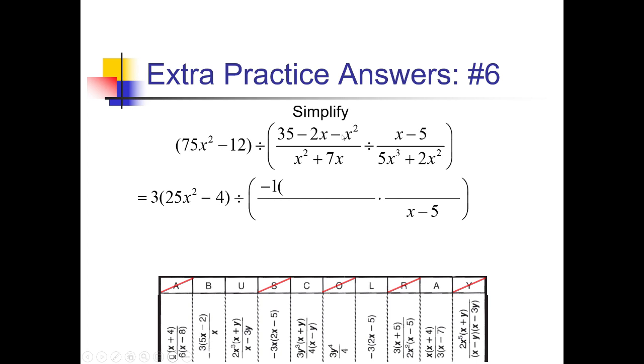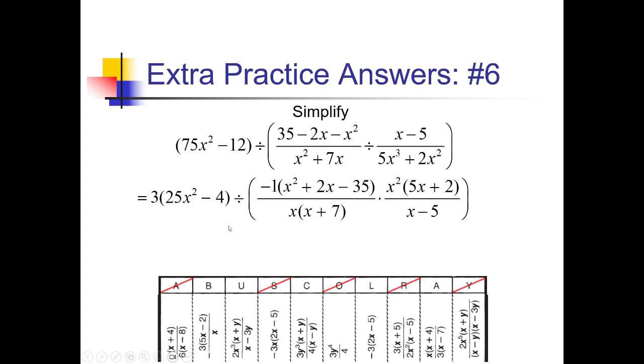So that's a positive x squared plus 2x minus 35. For x squared plus 7x, I can take out an x. That leaves me with x plus 7. And then for 5x cubed plus 2x squared, and that's up here now, remember, I'm taking out an x squared. That leaves me with a 5x plus 2.